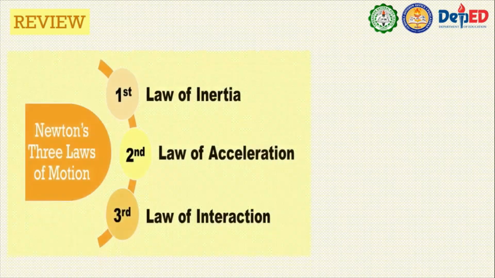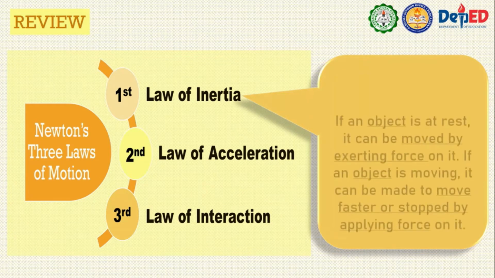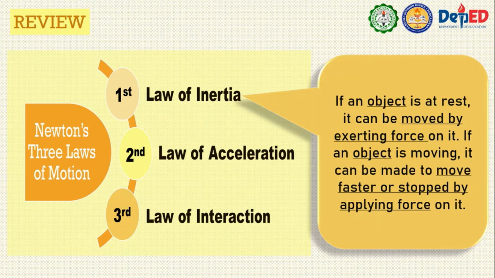Let's have a quick review. In the previous lesson, you learned about Newton's three laws of motion: the law of inertia, the law of acceleration, and the law of interaction. Specifically, in the first law, you learned that force can change the state of motion of an object. If an object is at rest, it can be moved by exerting force on it. If an object is moving, it can be made to move faster or stop by applying force on it.